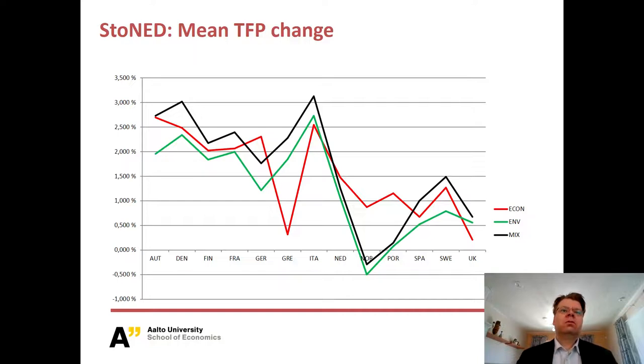In terms of the TFP change, the results are somewhat more similar across economic and environmental models. Mainly in the economic models, Greece has much weaker performance than in terms of the environmental criteria, whereas Norway and Portugal had better performance in terms of economic criteria than in terms of the environmental criteria.